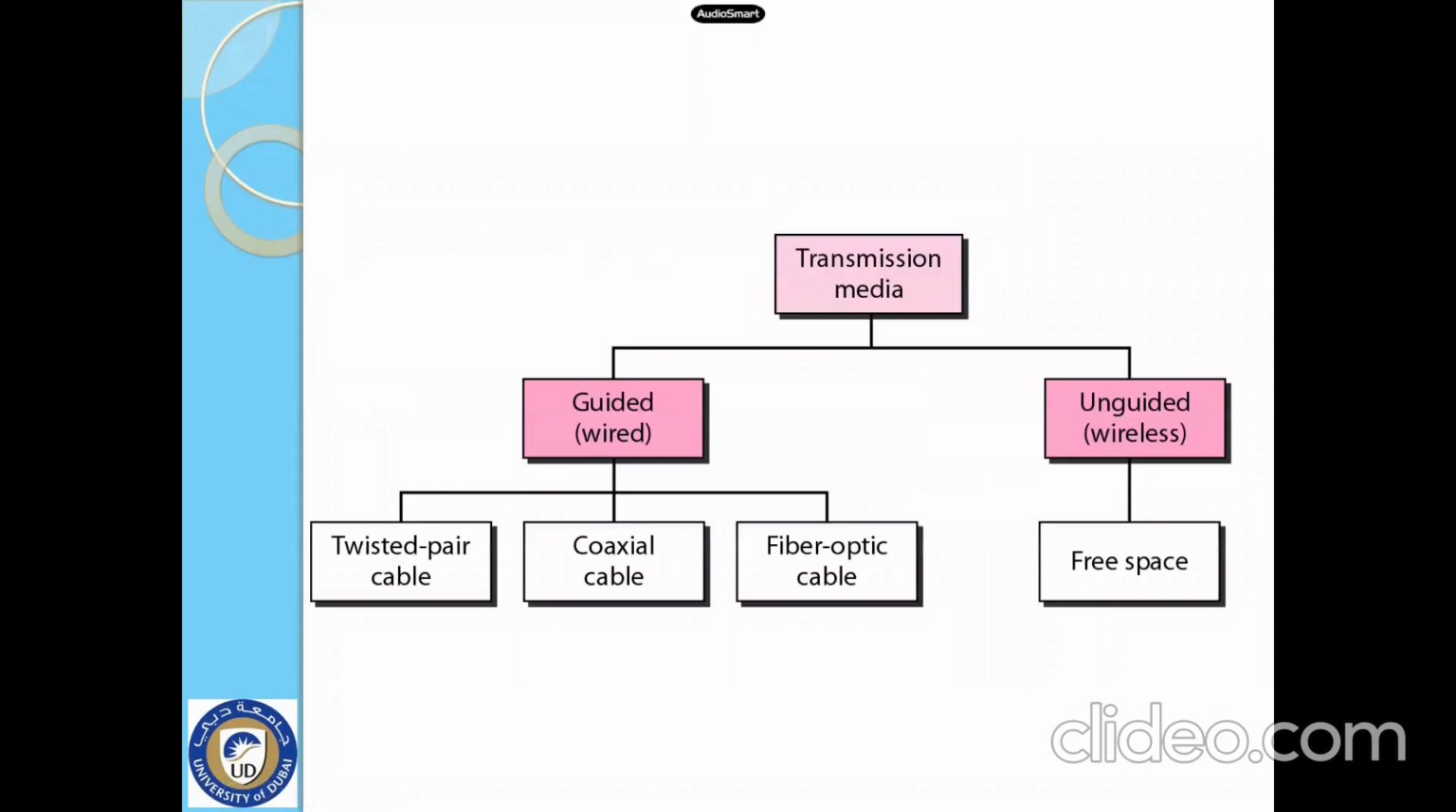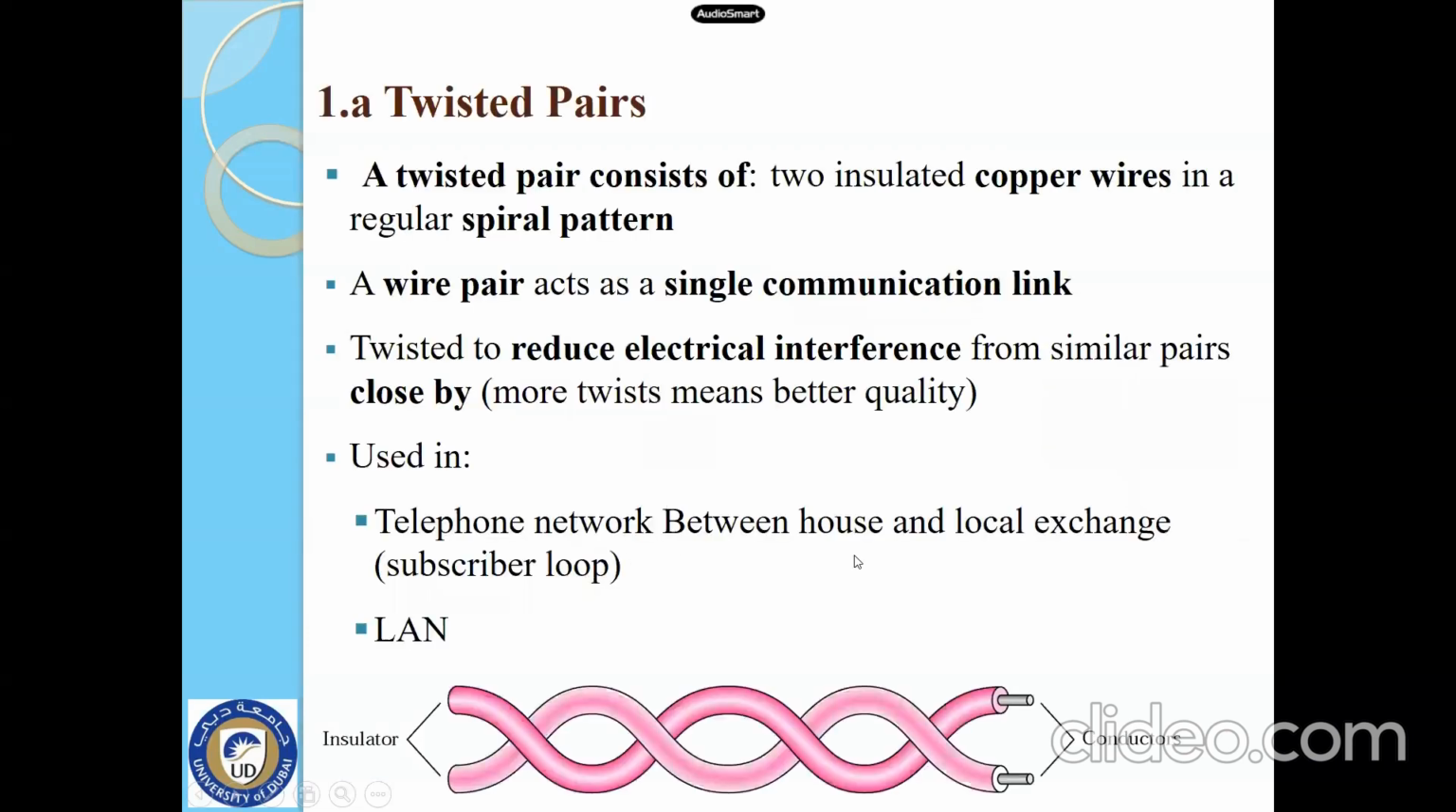Okay, this slide summarizes a graphical representation of the media. Notice here in the unguided, we put everything in free space because that's the transmission medium there. We have 3 types: microwaves, radio waves, and infrared. Now in the guided, we have twisted pair, coaxial, and fiber optic. So let's start with the twisted pair.